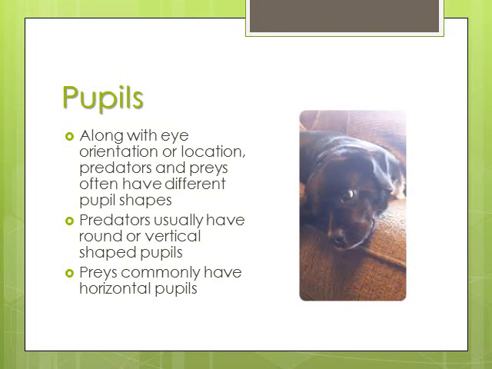Along with eye location, pupil shape varies based on predator-prey requirements. Usually you will see round or vertical pupils in predators and horizontal in prey.